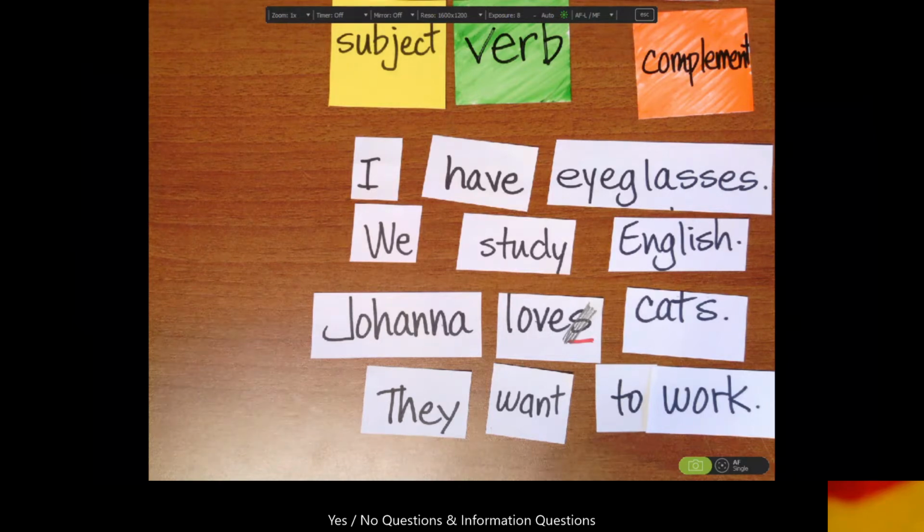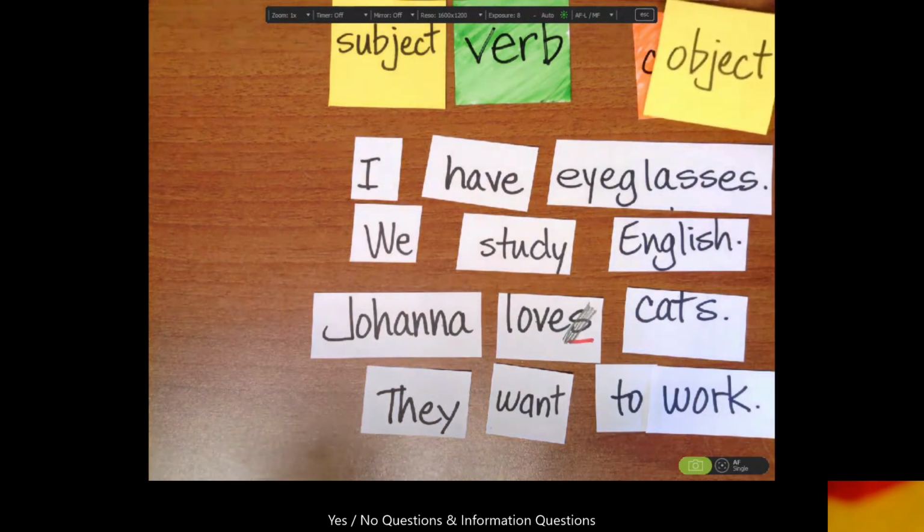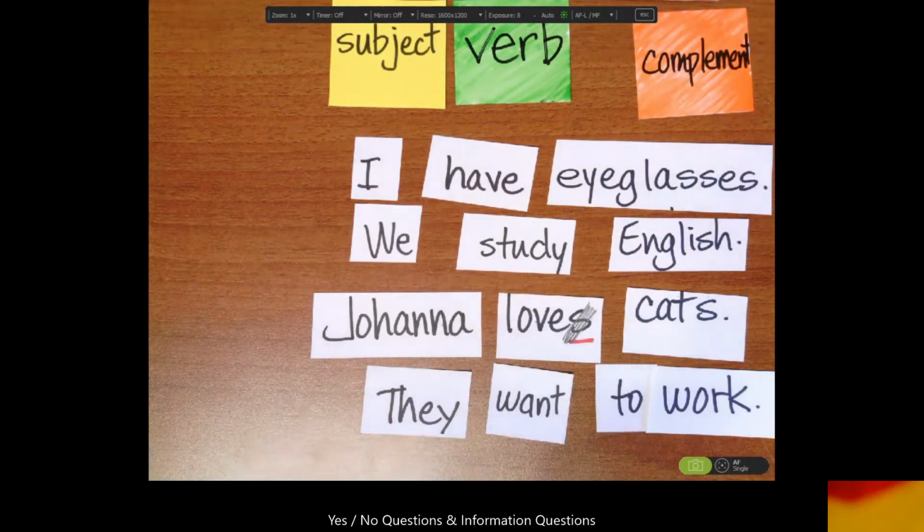Here are some basic sentences. And for this purpose, instead of calling these objects like I did in a previous video, they're not always objects. Sometimes they can be adjectives, sometimes they can be other things. So for this reason, I'm just calling it a complement. And a complement just means it's the rest of the sentence or the rest of the question. These are affirmative sentences. I have eyeglasses.